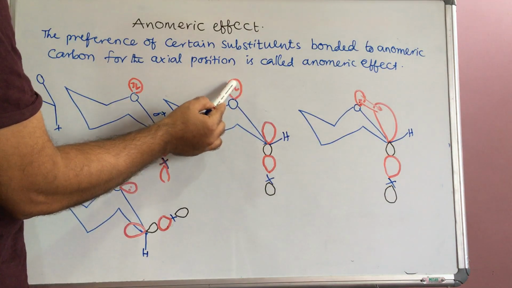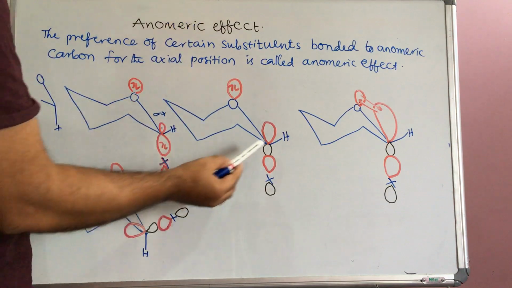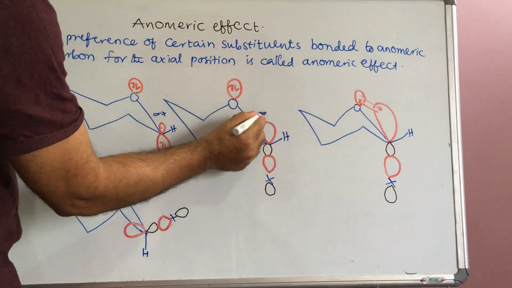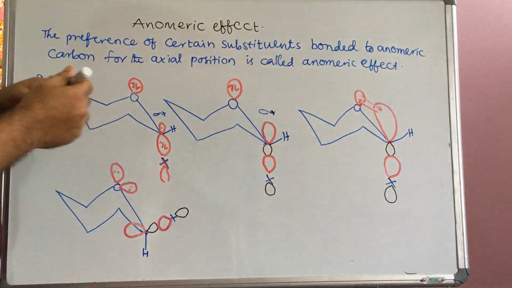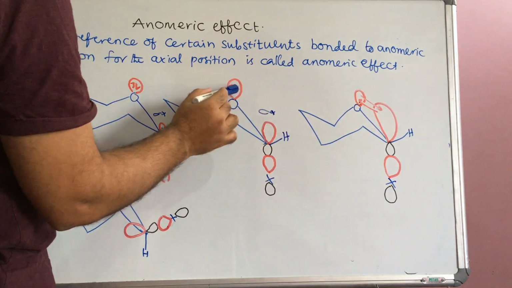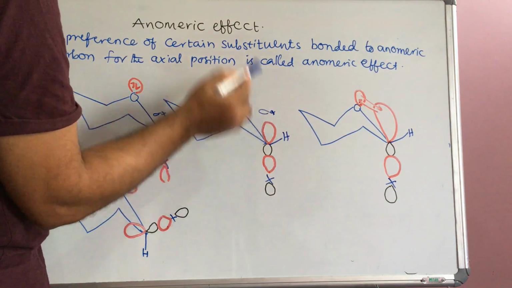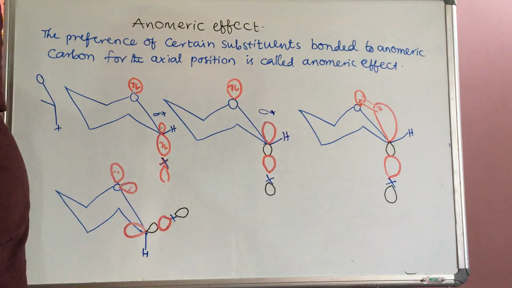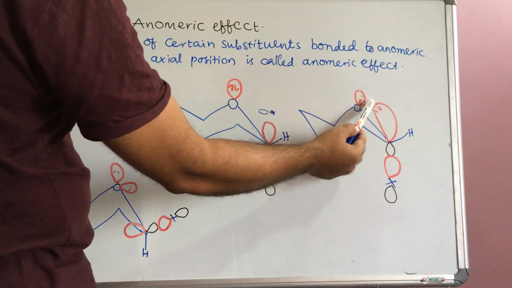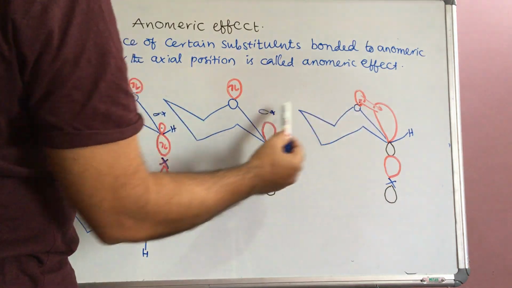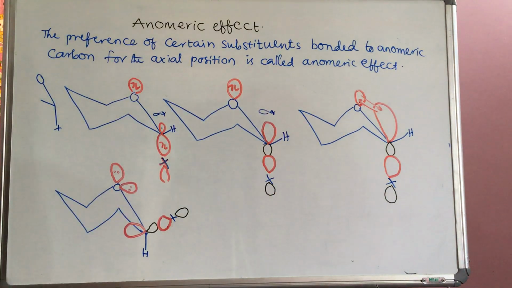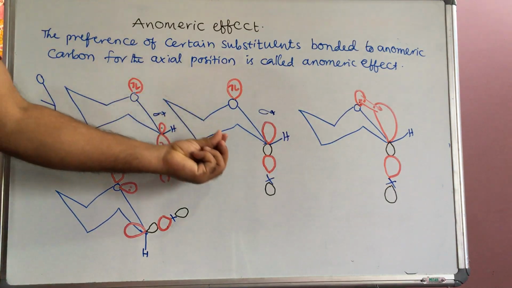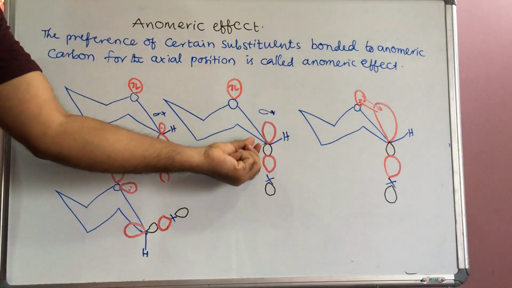So this axial lone pair of oxygen and this sigma star anti-bonding orbital are parallel to each other. When these are parallel, the lone pair of electrons will move into this sigma star anti-bonding orbital by hyperconjugation, as represented here. This lone pair will overlap with this sigma star anti-bonding orbital. It is a stabilized form. That's why some atoms or groups prefer the axial position.